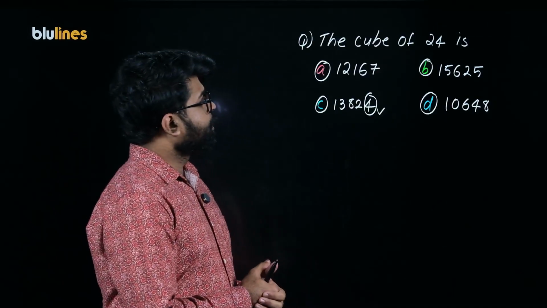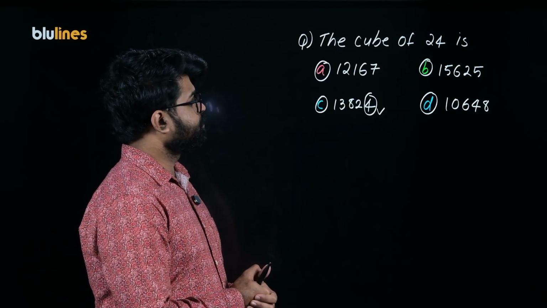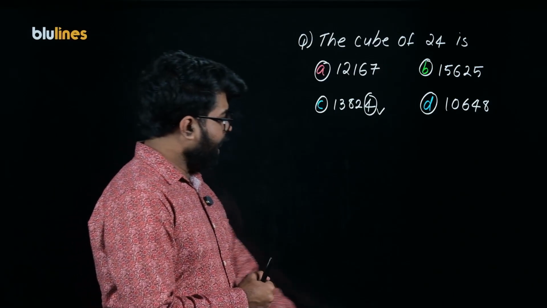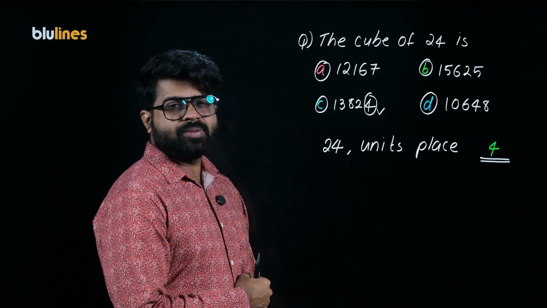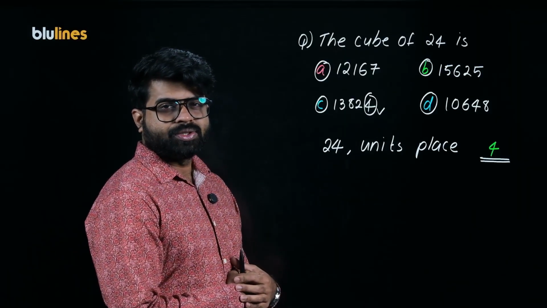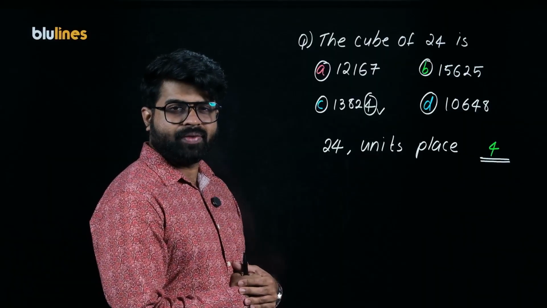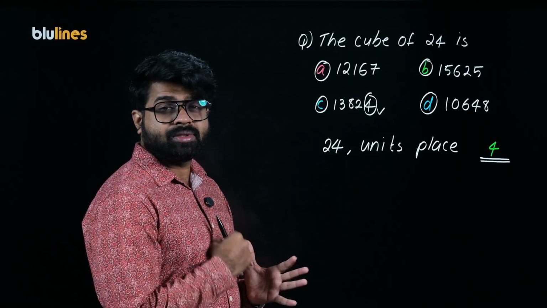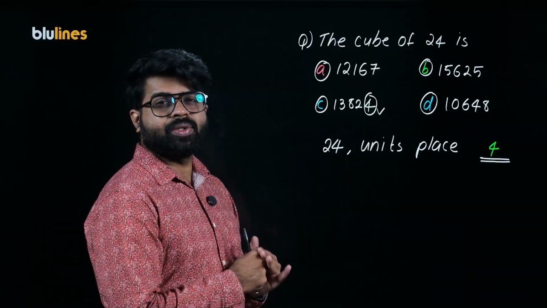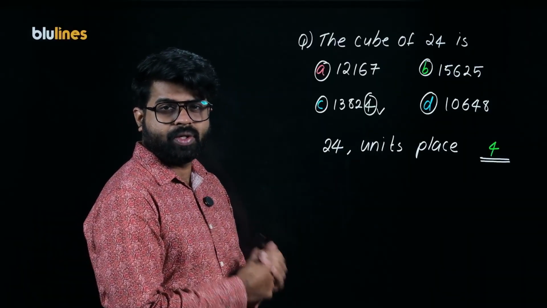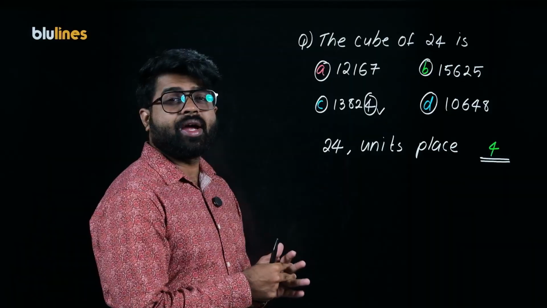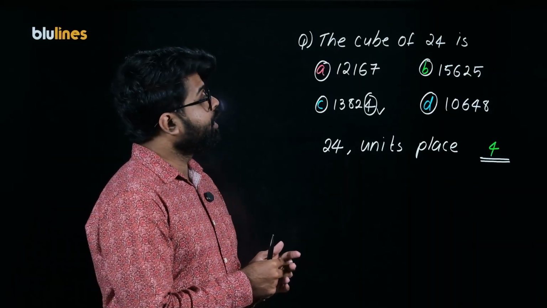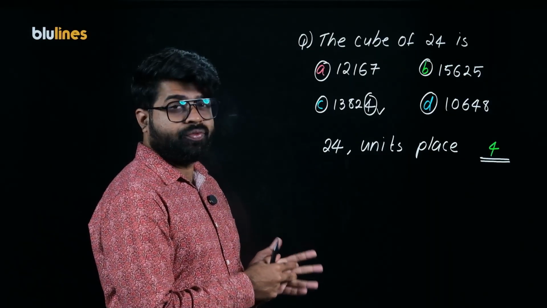Next one, the cube of 24 is. See, the units place of 24 is 4. So what is 4 multiplied with 4 multiplied with 4? If you are cubing some number, we are multiplying that number 3 times. So what we are doing is 24 multiplied with 24 multiplied with 24. But we are only interested in finding the units place, so here the units place is accompanied by 4.